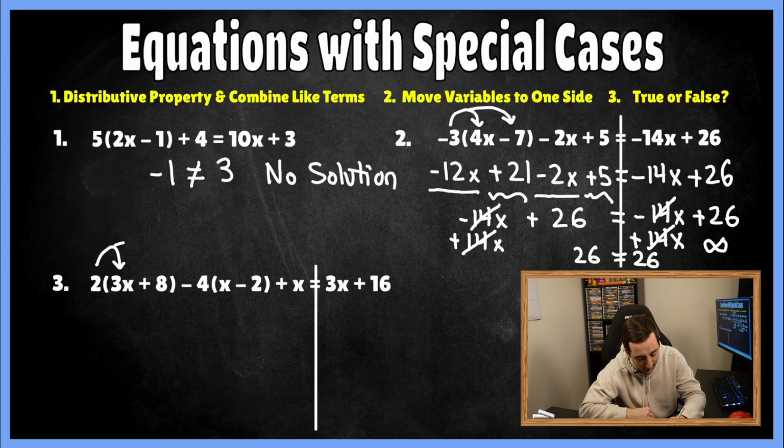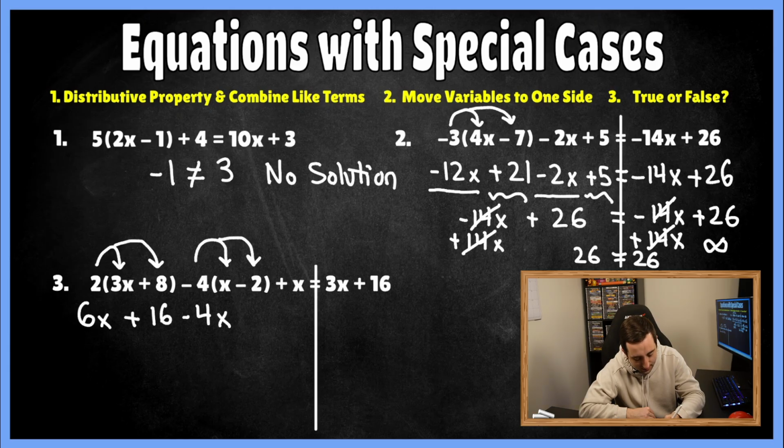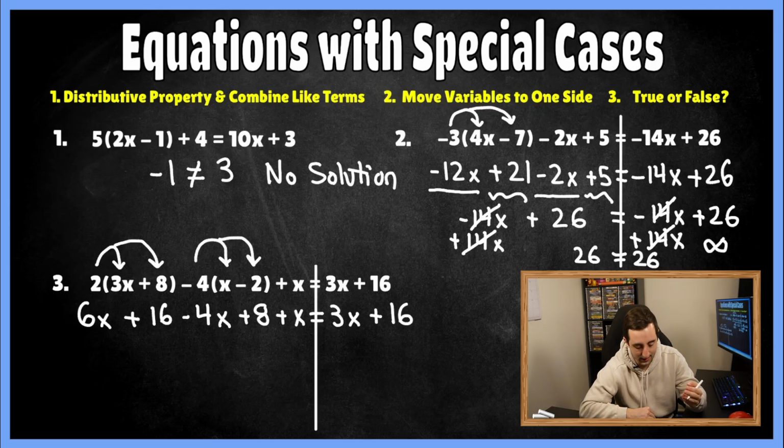So 2 times 3x, 2 times plus 8, and then we have a negative 4 being distributed to x and negative 2. So 2 times 3x is 6x, 2 times 8 is 16, negative 4 times x is negative 4x, negative 4 times negative 2 is plus 8, and then we're going to drop down everything that we didn't touch. So that plus x equals 3x plus 16.